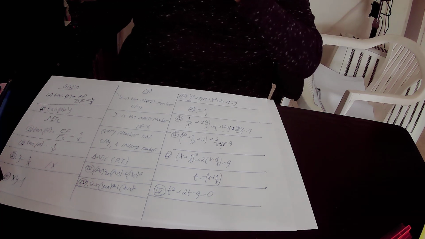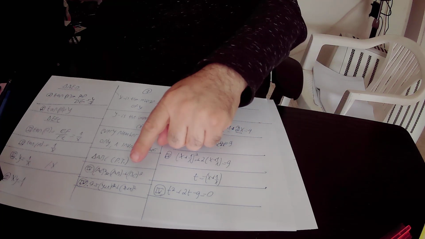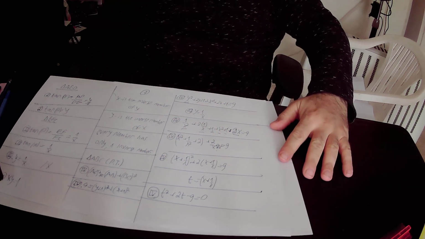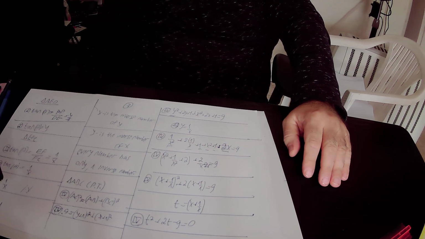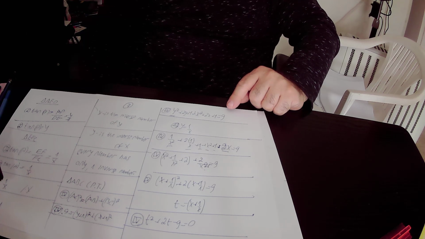Here, we open the brackets on this side of equation number 4, and we get that y plus 1 squared is y squared plus 2y plus 1, and x plus 1 squared is x squared plus 2x plus 1, and on the other side of the equation we have 9.